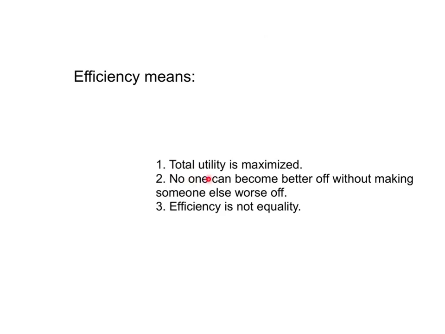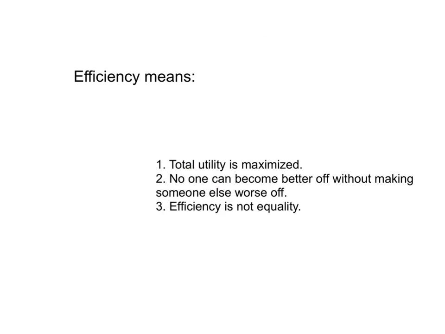Secondly, no one can become better off without making someone else worse off. Obviously, if you have a situation where one person can become better off and no one else becomes worse off by their doing that, then they should do that. And then once they reach that point, then we're efficient.